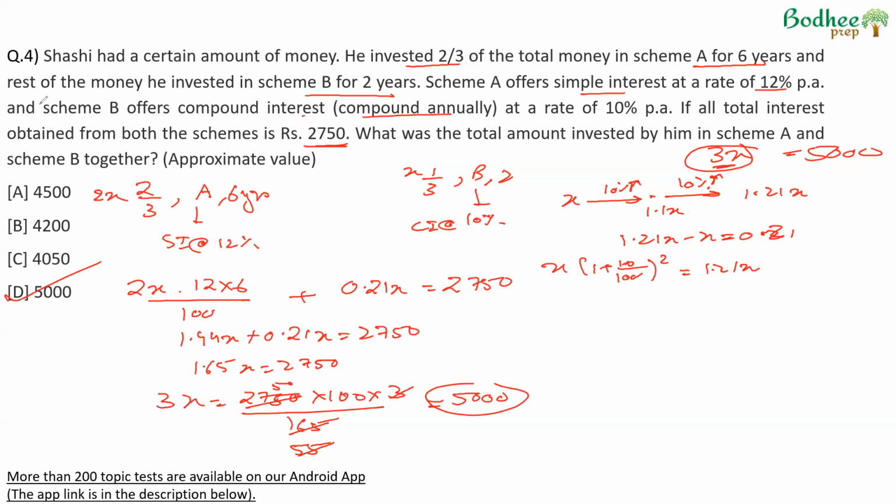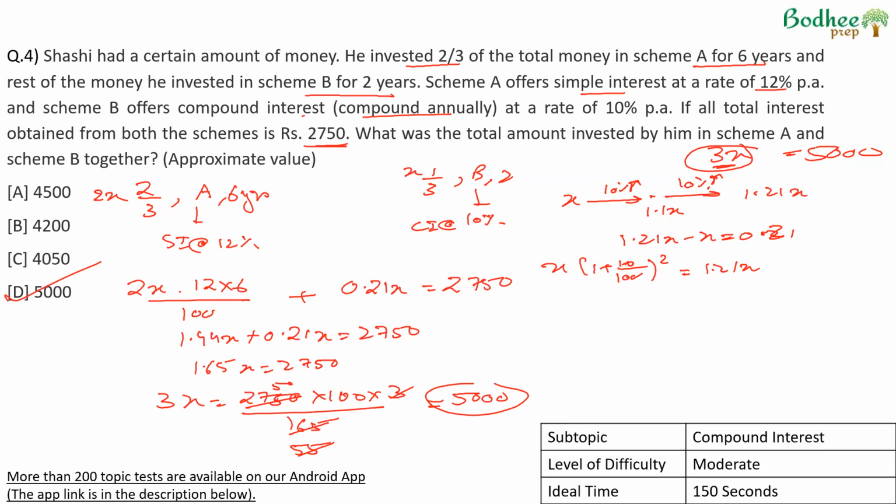Hence option D. Again, managing the second part, that is the interest of scheme B, might be a bit of a challenge. Therefore, I'm saying moderate. Also, the solving time should be somewhere around 2.5 odd minutes. So that is for me on a bit of the higher side, and therefore moderate level of question.